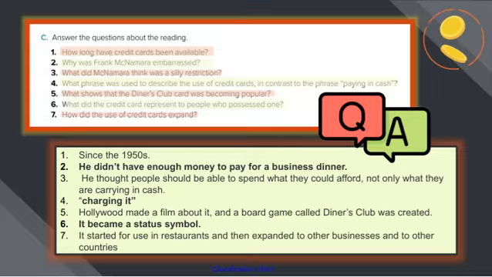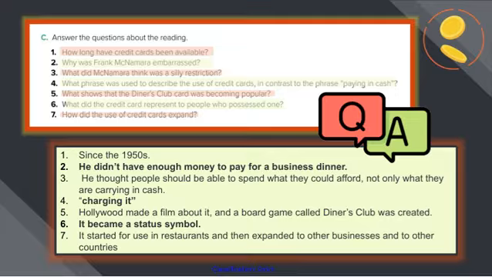Since the 1950s, a new way of handling payments started to take shape. Imagine not having enough cash on hand to pay for a business dinner. That was a common situation back then. This led to the idea that people should be able to spend what they could afford, not just what they were carrying in cash. And this concept of charging it really took off. Hollywood even made a film about it, which helped popularize the idea, and a board game called Diners Club was created to reflect this new way of paying.